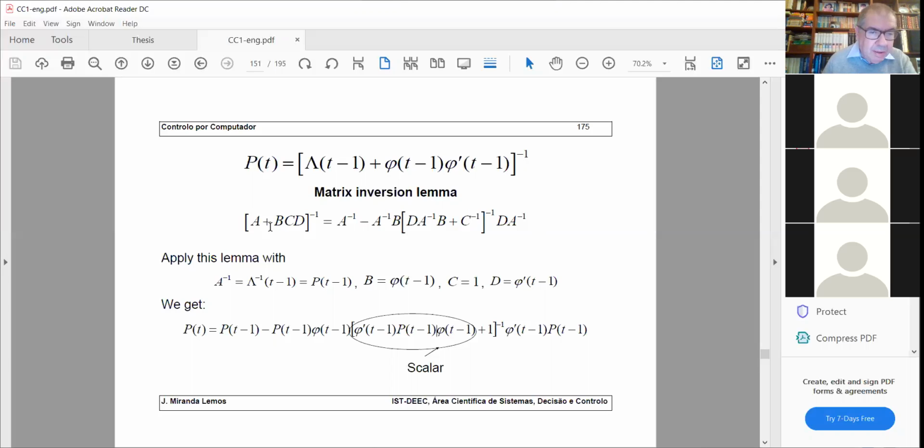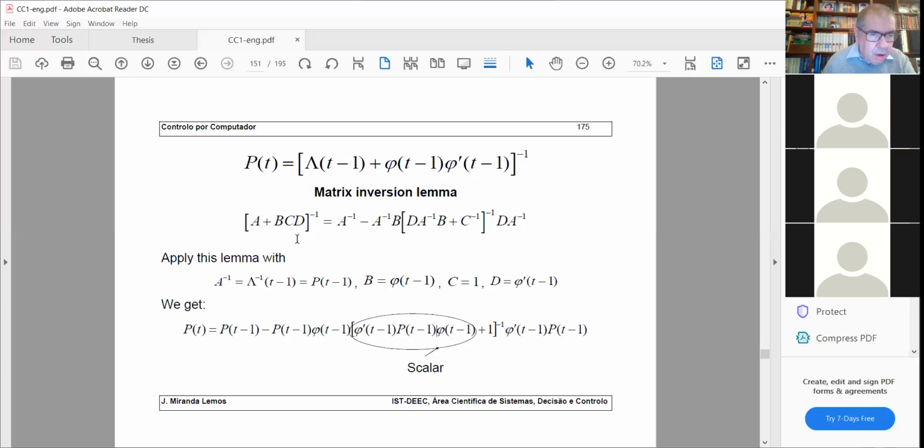So you multiply this expression here by A plus BCD. Okay? And the result is the identity. And you have to do it on the left and on the right. Okay, remember that. So after some algebra, you can prove it. It's an exercise on matrices. So I'm going to use this result.